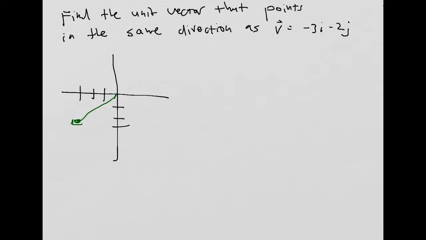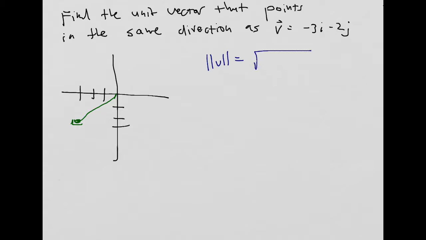Well, what's a unit vector? The prefix uni means 1, right? So we want to find a vector that has a magnitude of 1 that points in the same direction. So how do we do that? Well, first of all, we need to find the magnitude of the given vector, the magnitude of v.